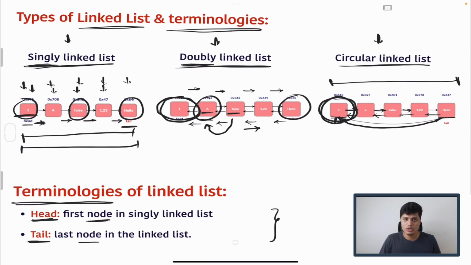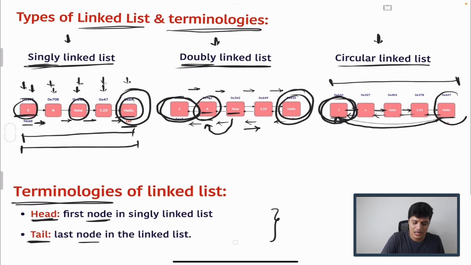And the second terminology is tail node. Tail is nothing but the very last value we have in that specific linked list. For example, in the singly linked list, hello is the tail node. In the doubly linked list, again hello is the tail node. And in the circular linked list, hello is the tail node, as you can see on the screen.